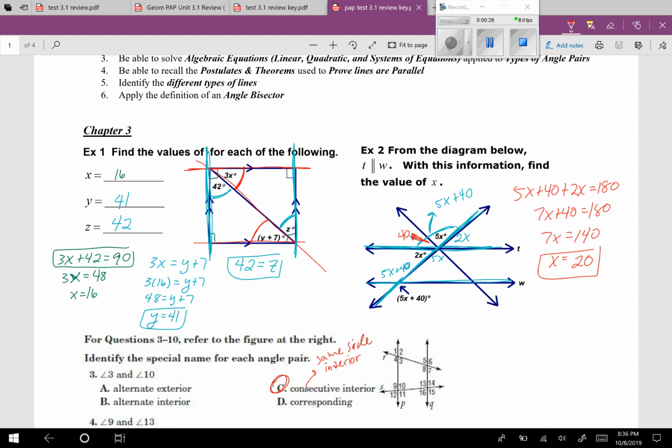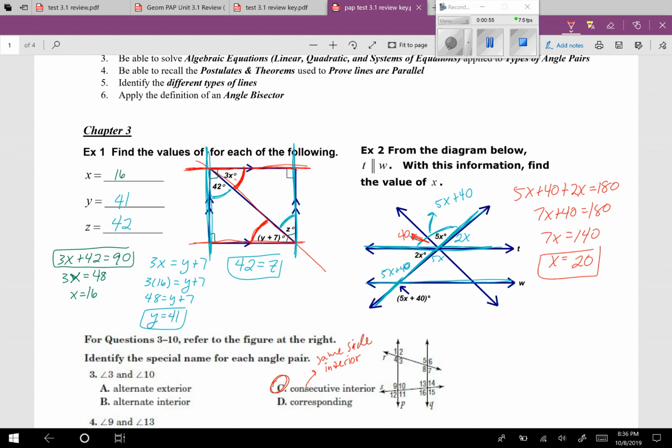I see I've got two sets of parallel lines, and then I have this transversal going through the middle. So what I looked at was, okay, I've got this pair of parallel lines going horizontally, and I'm going to look at this angle here between the transversals. So I see this 3x and this y plus 7, they're going to be congruent to each other.